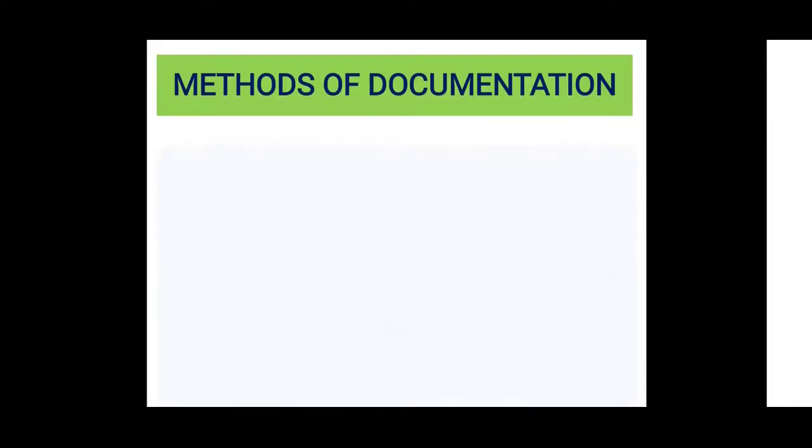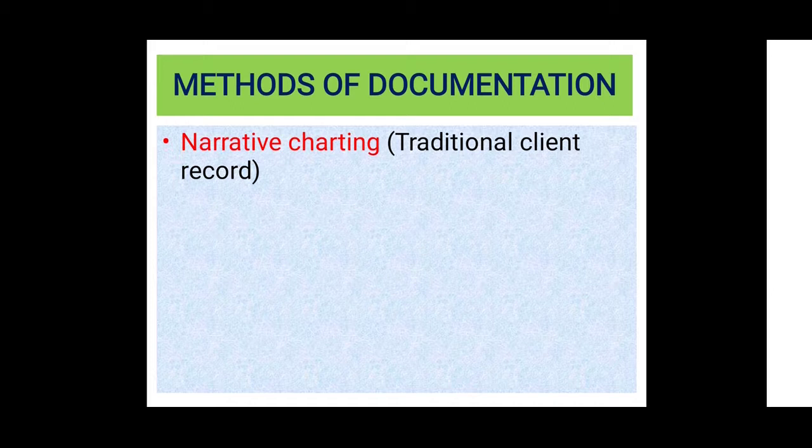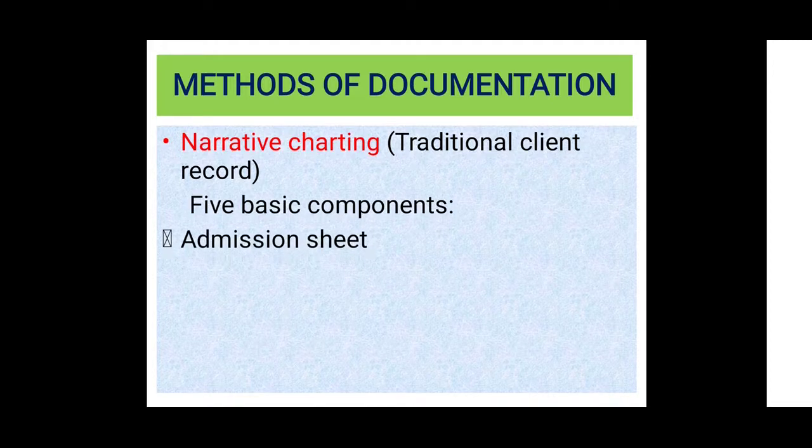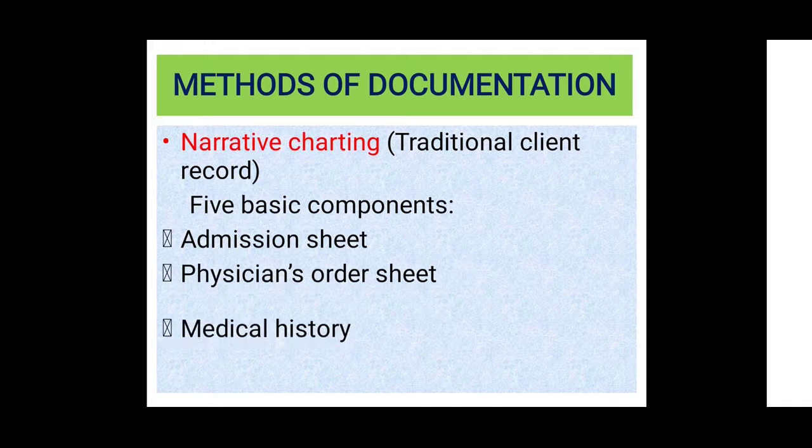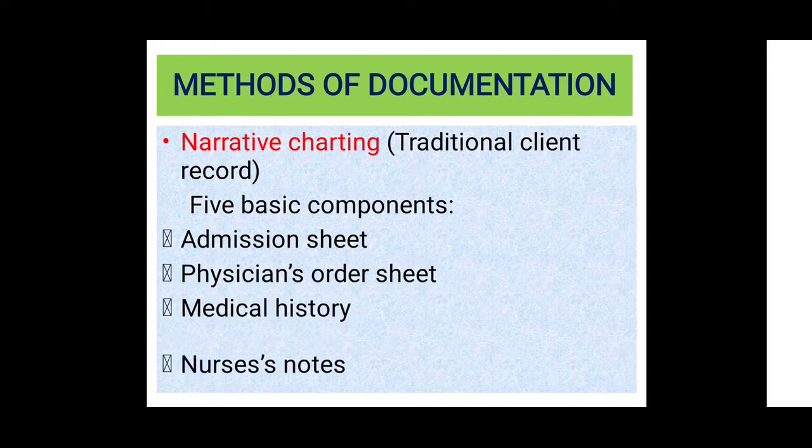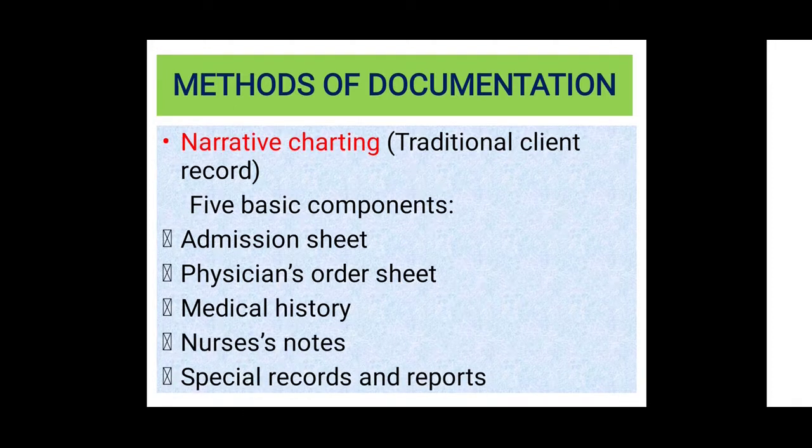Methods of documentation. Narrative charting. This is a traditional client record and it has 5 basic components. These are the admission sheet, physician's order sheet, medical history, nurse's notes, special records and reports. So narrative charting is flexible in nature and can be used in any clinical setting.